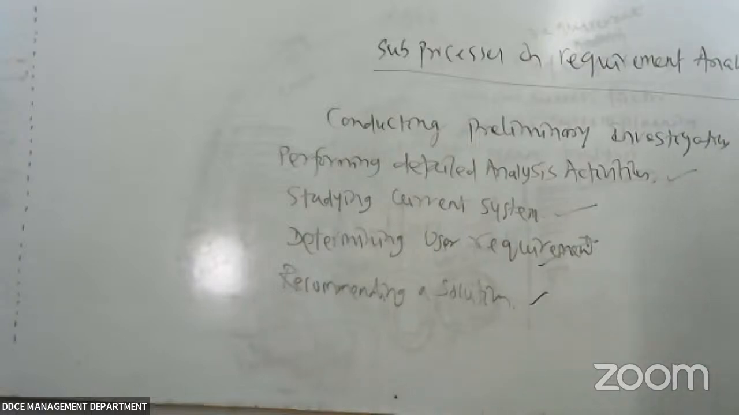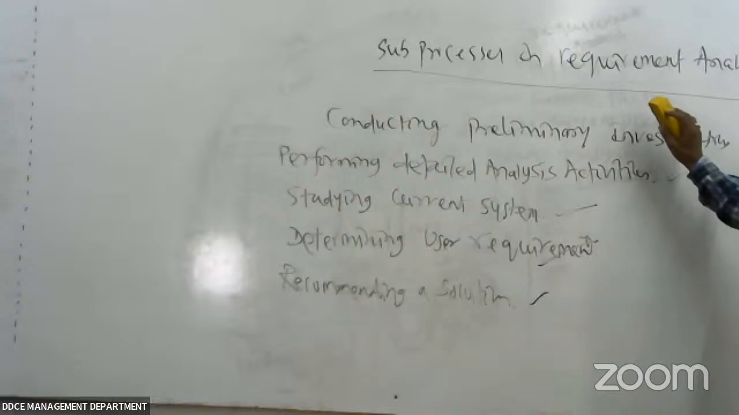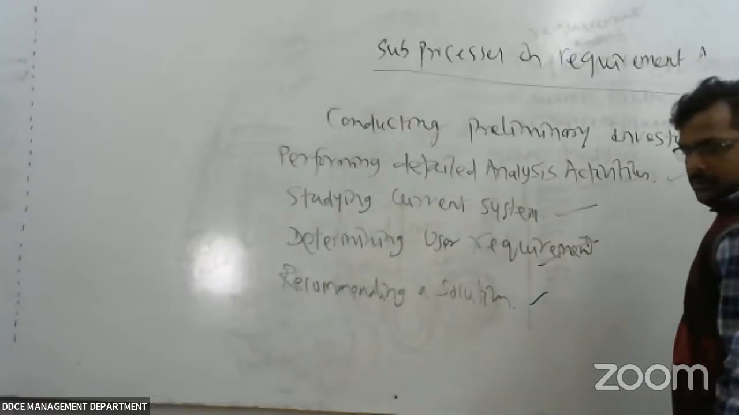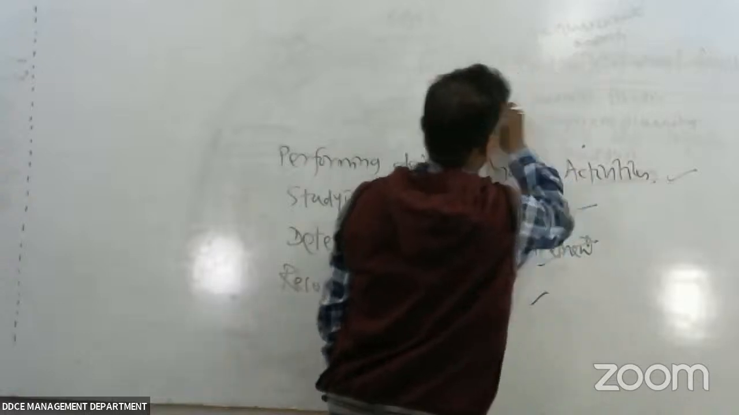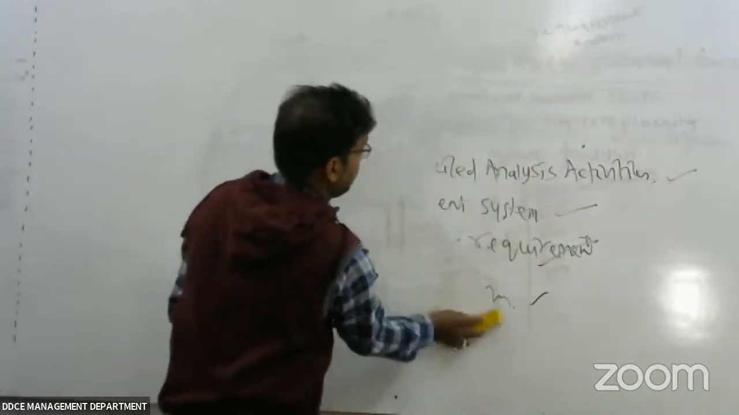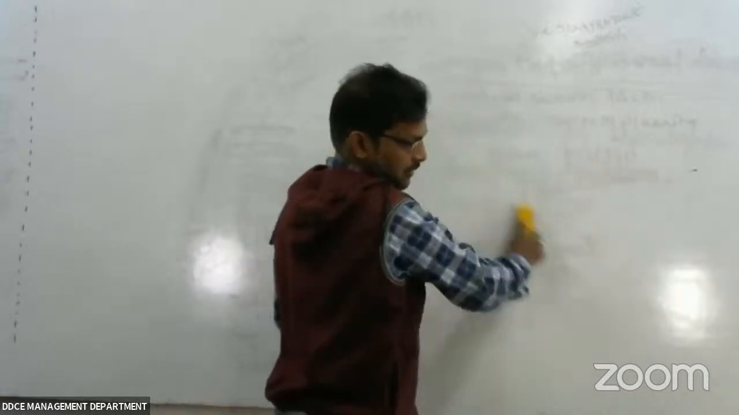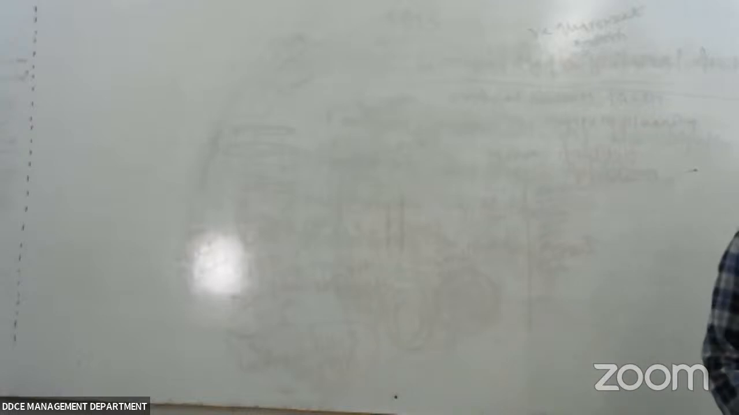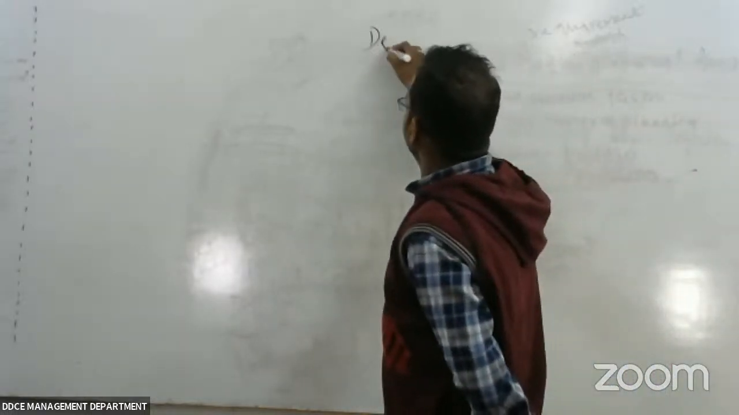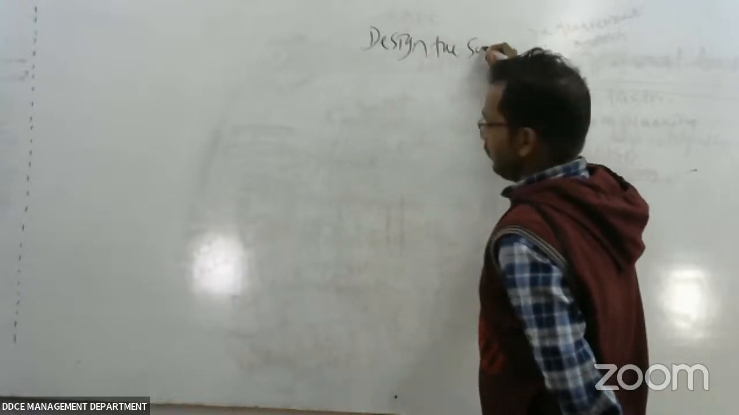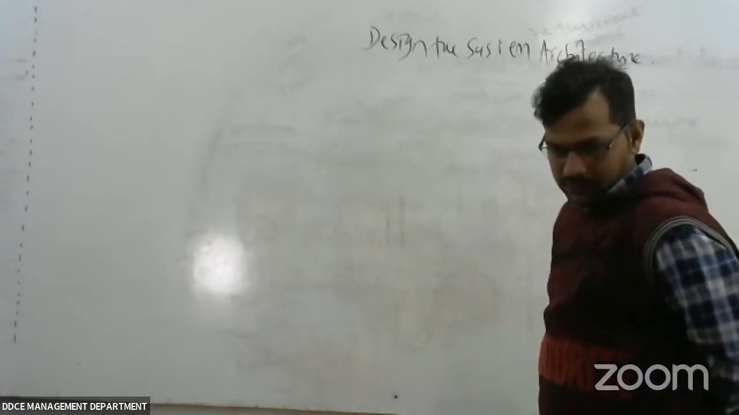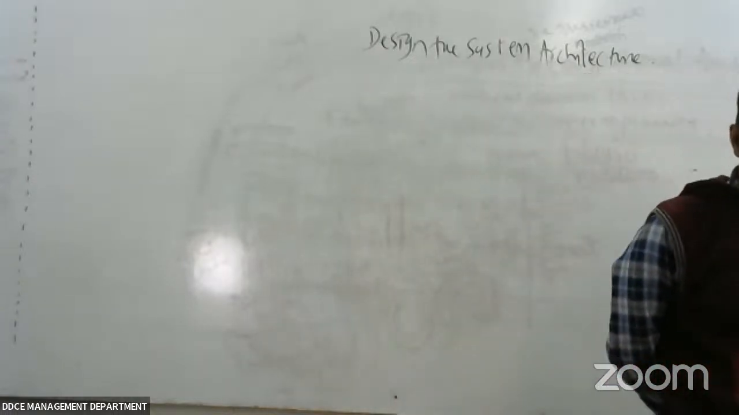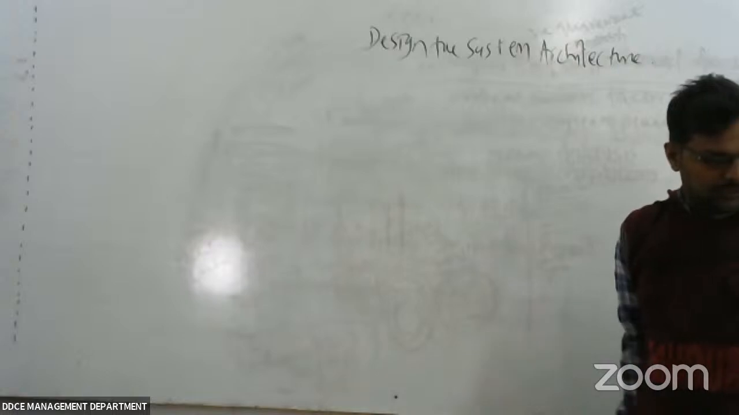So next come to the next phase, that is designing the system architecture. This stage is over. Now in the next stage, we have to design the system architecture. Designing the system architecture focuses on system design.